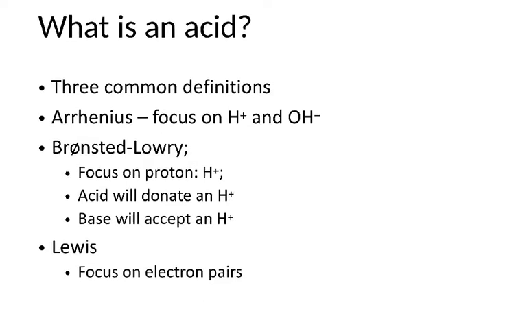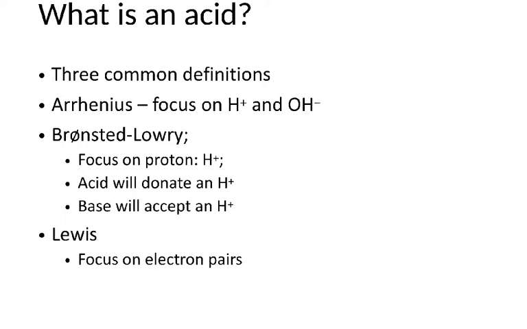An acid has three different common definitions. The simplest is the Arrhenius definition, which focuses on the fact that acids make H+ in solution, bases make OH-. The Bronsted-Lowry definition is what we are going to mainly use in this chapter. It focuses on the proton, H+. Acids donate an H+, bases can accept an H+. This is a broader definition than the Arrhenius, but it includes all Arrhenius acids and bases.